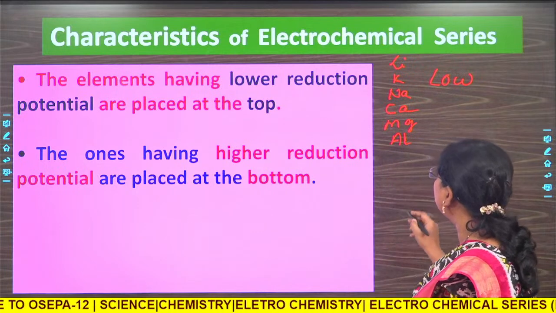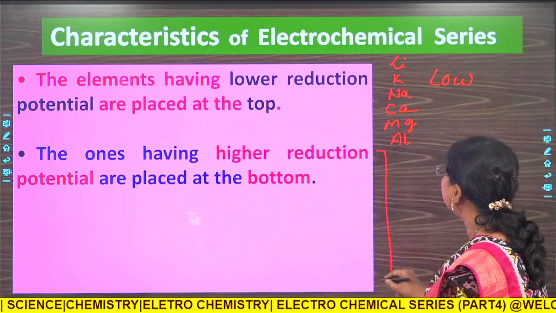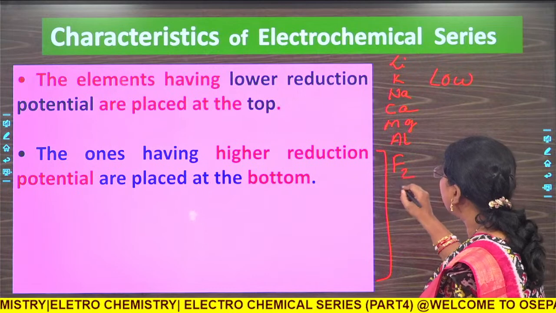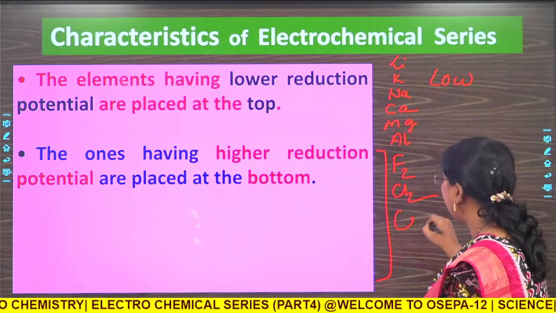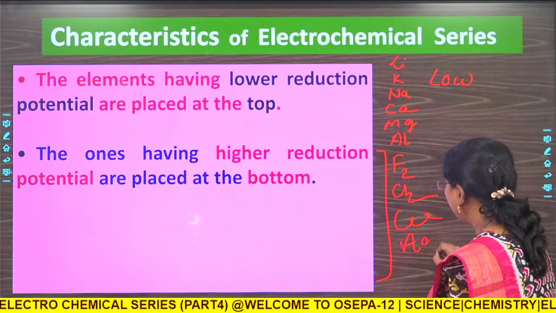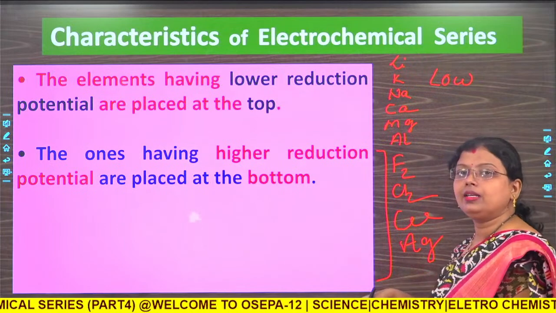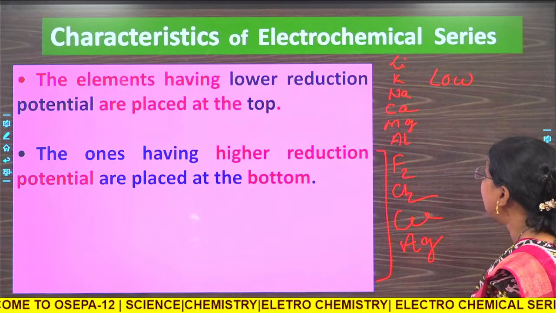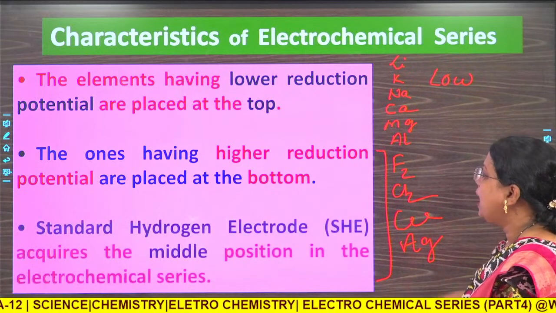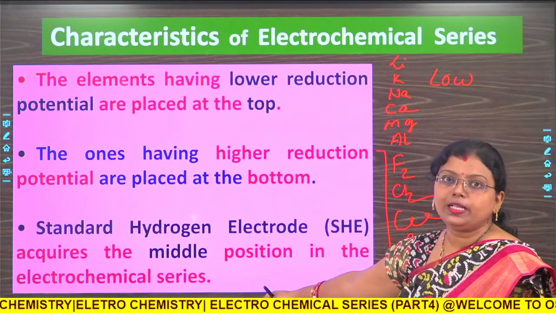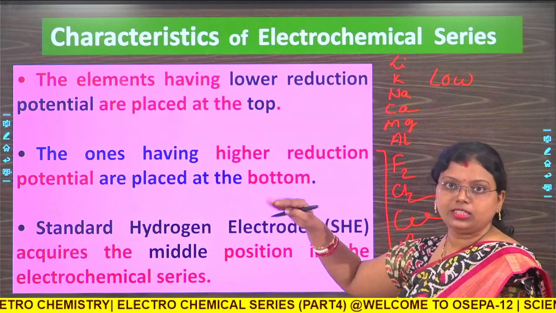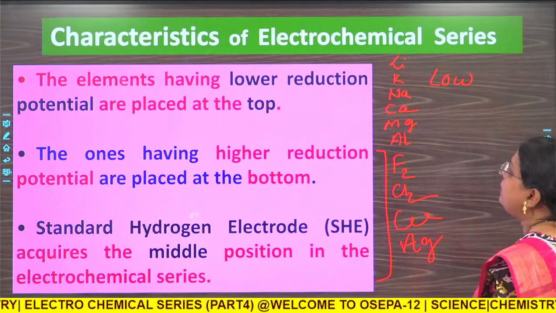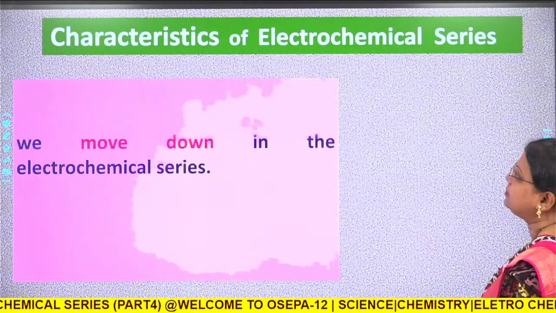The higher reduction potential value, just like fluorine, chlorine, copper, silver, they are placed at the bottom of the series because they have a high value of their reduction potential, and the standard hydrogen electrode is present in the middle of the series. So, the elements are arranged like this.